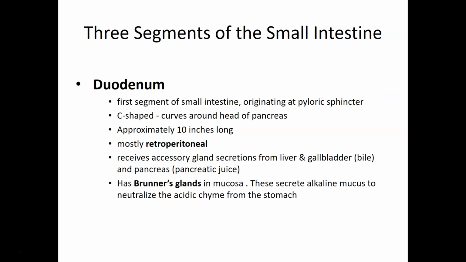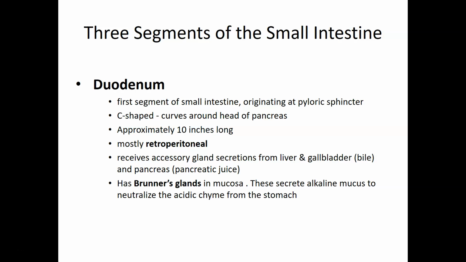All right, let's talk about the segments of the small intestine in a little bit more detail. So there are 3 main segments, starting with the duodenum. The duodenum is the entry point into the small intestine from the pyloric sphincter. It is relatively short, about 10 inches long, and it curls around the head of the pancreas.